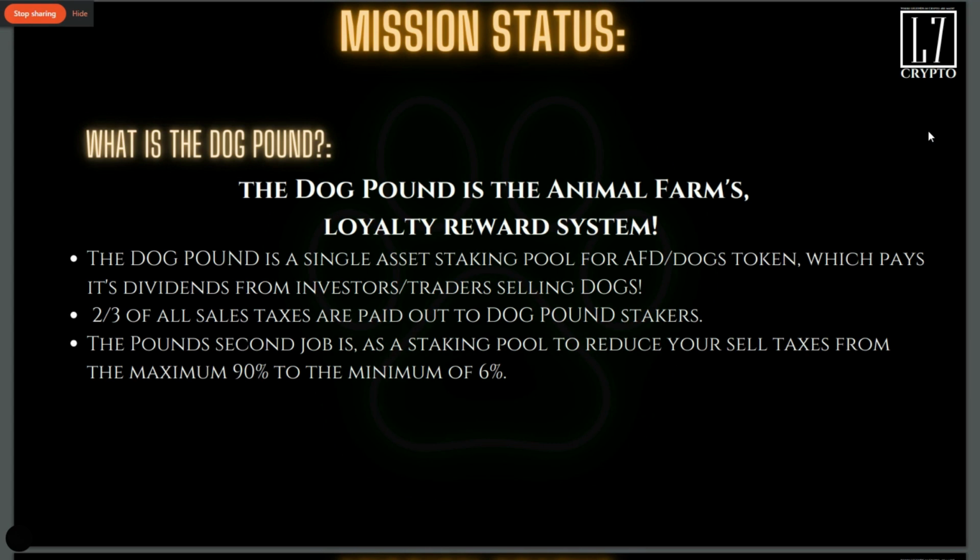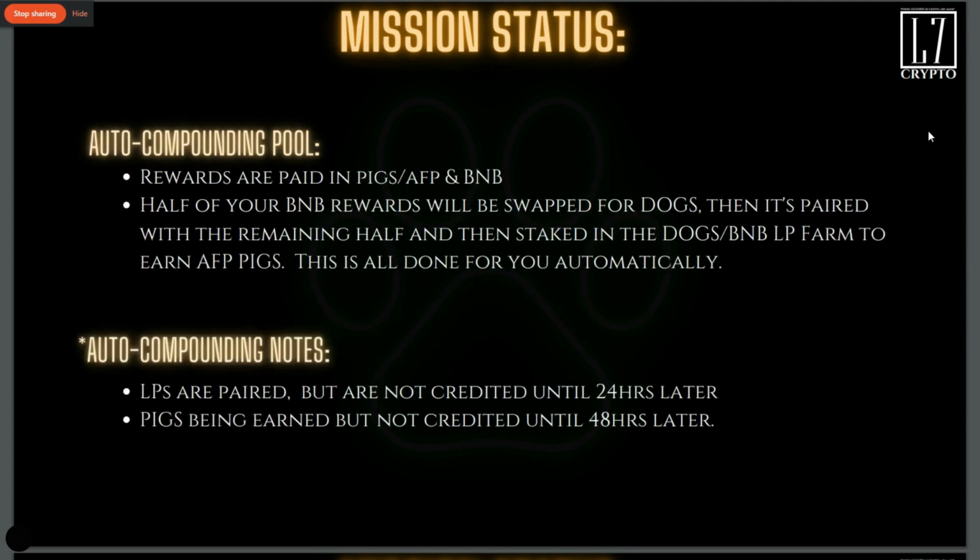The pound's second job as a staking pool is to reduce your sales taxes from the maximum of 90% to the minimum of 6%. Those two last points are very, very significant, especially your tax. Heed the word. Now, the auto compounding pool.